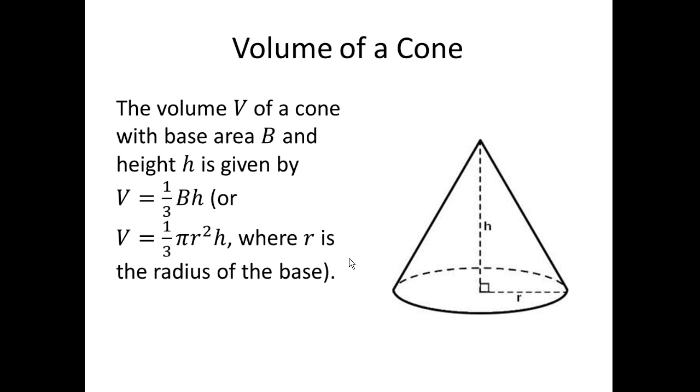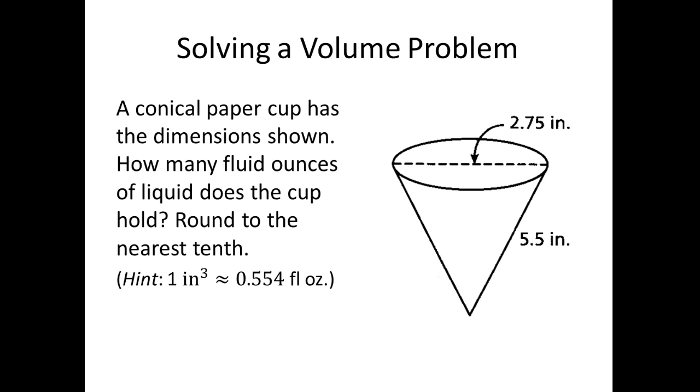So let's show in an example what this looks like to calculate the volume of a cone. Suppose I have a conical paper cup. Conical means the shape of a cone, and it has the dimensions that we have shown here. The question we're trying to answer is, how many ounces of liquid does this cup hold? And we're going to round to the nearest tenth. This unit conversion is going to come in handy: 1 cubic inch is approximately equal to 0.554 fluid ounces.